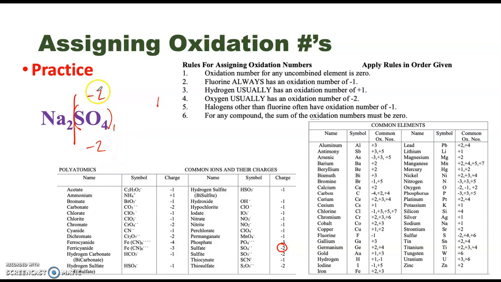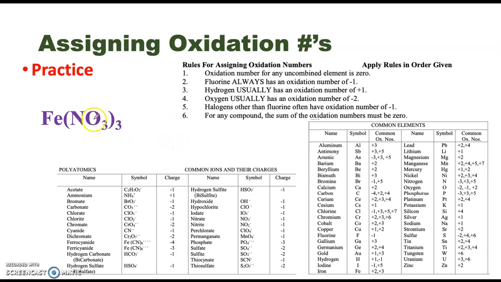A lot of people, when they balance this, go -2 times 4 and say -8. This 4 does not tell me how many; the 4 is a part of the SO4. It does not tell me that there are 4 SO4s. It's a part of it. If there's more than one, there'd be parentheses with a 2, a 3, and so forth. Sodium: if I look up sodium, it's a +1. +1 times 2 is +2. I check, everything balances. These are my answers.